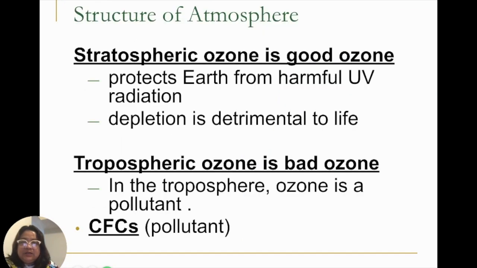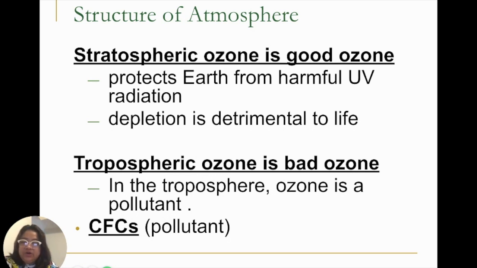All right. So, structure of the atmosphere. Atmospheric ozone is good ozone. Like what I have said earlier, the stratosphere is where ozone can be found. It protects Earth from harmful UV radiation. Also, depletion is detrimental to life. We can die with depletion of the ozone layer.